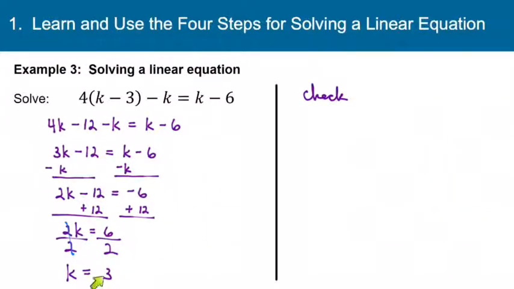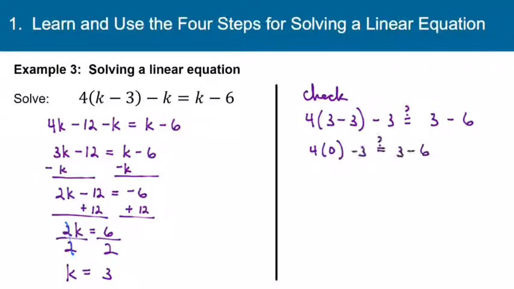We'll substitute 3 in place of the k. So 4 times 3 minus 3 equals 3 minus 6. Okay, now let's simplify the left side and the right side separately. On the left side, I see that 3 minus 3 is going to make 0. And then, of course, 4 times 0 is 0. So we have 0 minus 3 on the left, and on the right side, 3 minus 6 is negative 3.